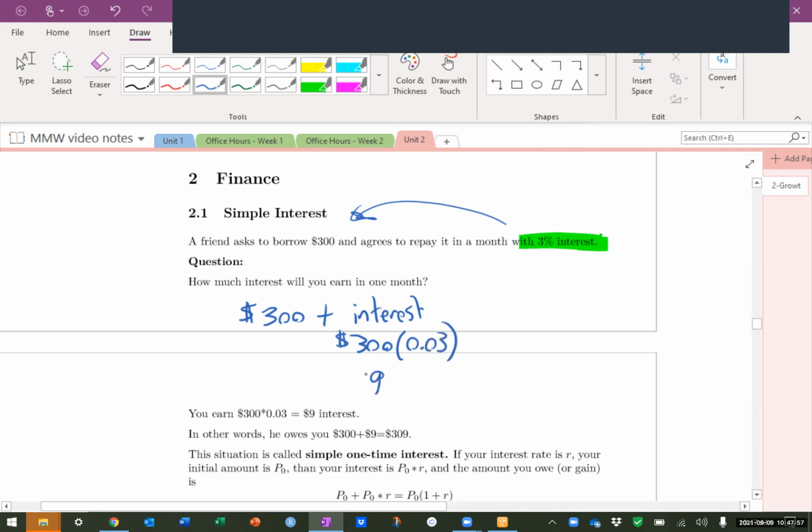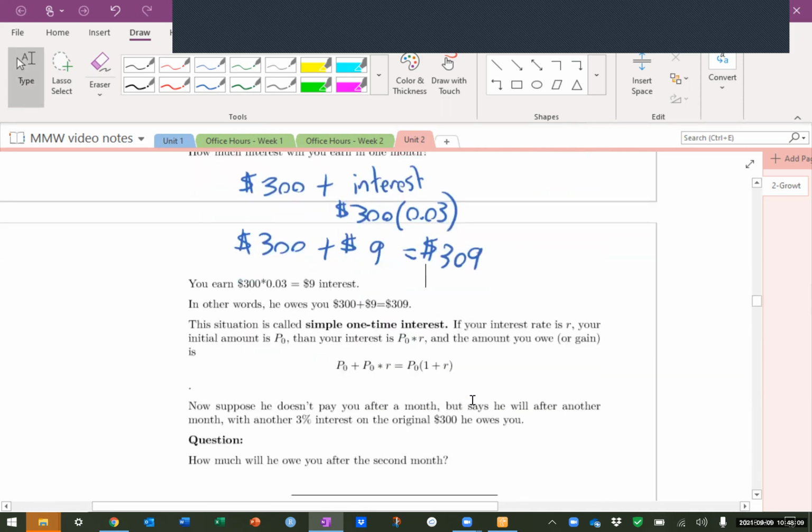So that's $9 interest he owes you. So he owes you $309. Okay, not a bad deal. You make a little bit of money. So this is what simple, one-time interest is. He just paid you interest once, on one month.